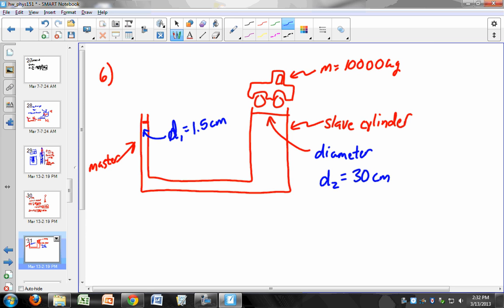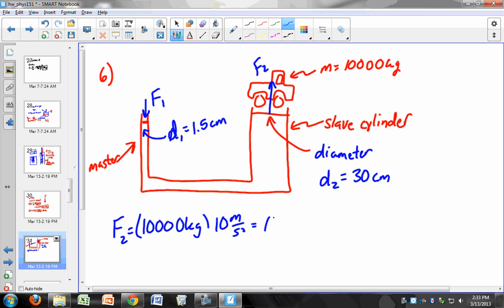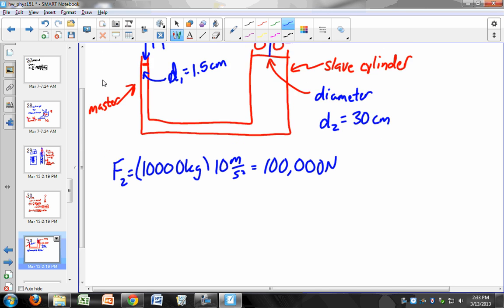All right, now I want to know what is the force that has to be put in over here. I'll call this F1, and then this is going to be F2. Now F2 is equal to the weight of the truck. That's 10,000 kilograms times 10 meters per second squared. That's equal to 100,000 newtons. All right, so this truck has not 100,000, 10,000 newtons. No, that was right, 100,000. Sorry, 100,000 newtons.